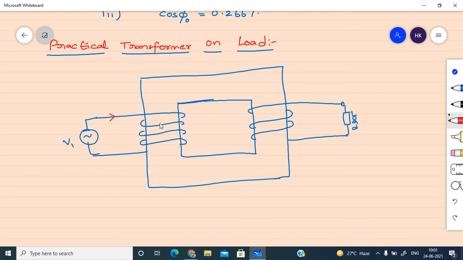some flux will be produced in the primary winding, and that flux will flow in the core and link with the secondary winding also. This is the main flux. Why am I calling it the main flux? Two more fluxes will also be produced, so that's why I am calling it the main flux. So listen carefully. This is flux phi. This phi is the main flux here.